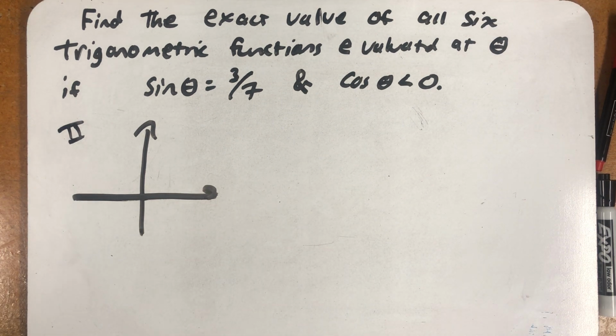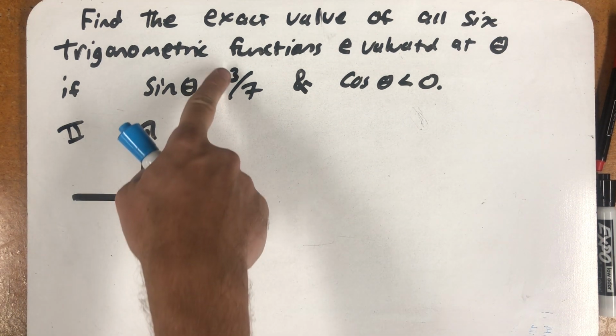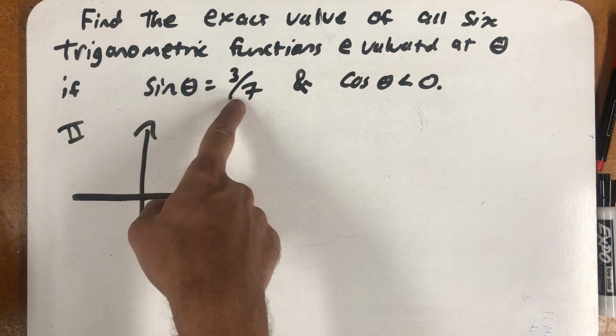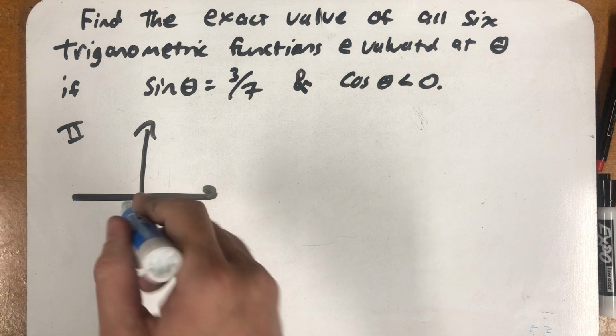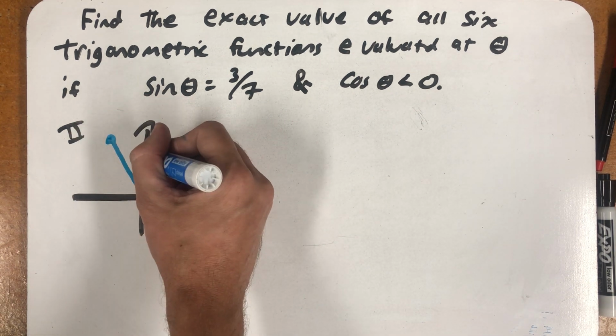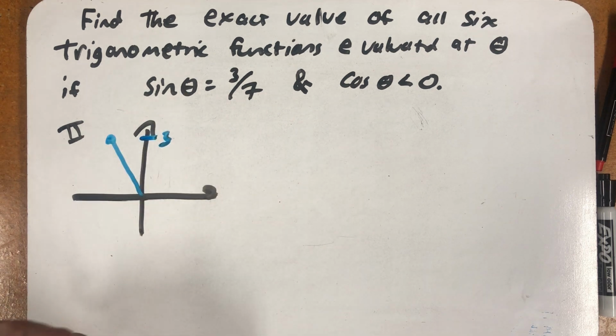All right, well, what else do I know? I can think about this as a y-coordinate and this is an r value, the distance away from the origin. So I have something that's 7 units long, and that would have a y-coordinate of 3.